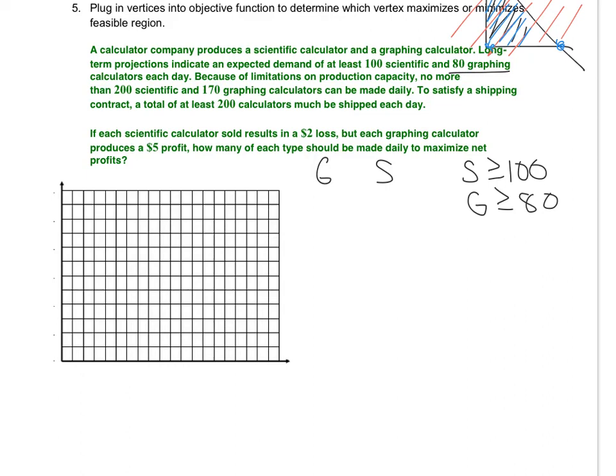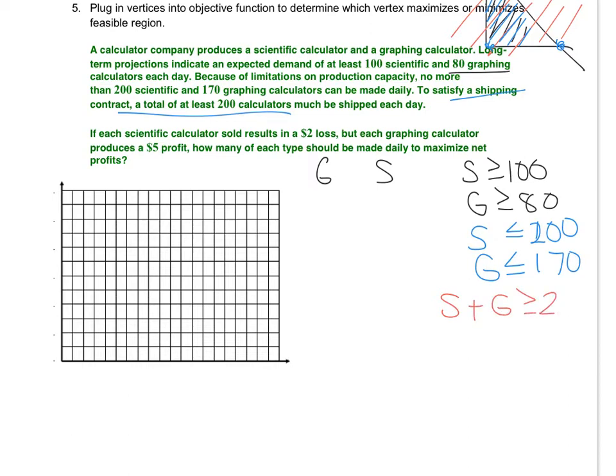And then we also have another limitation. Because of limitations on production capacity, no more than 200 scientific and 170 graphing calculators can be made each day. So we have to make less than or equal to 200 scientific and less than or equal to 170 graphing. But we know that we need to have a combination of at least 200. So I know that scientific plus graphing has to be at least 200. So this information down here is our objective function. This is what we're going to try to maximize.